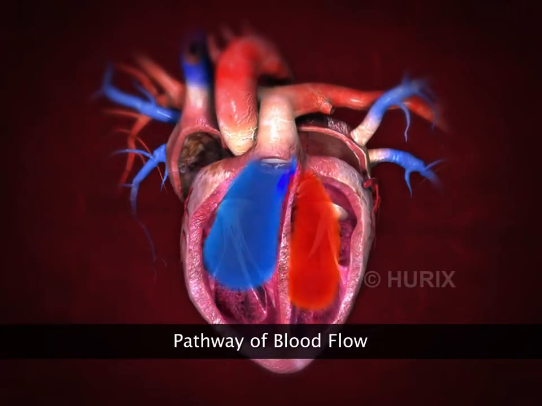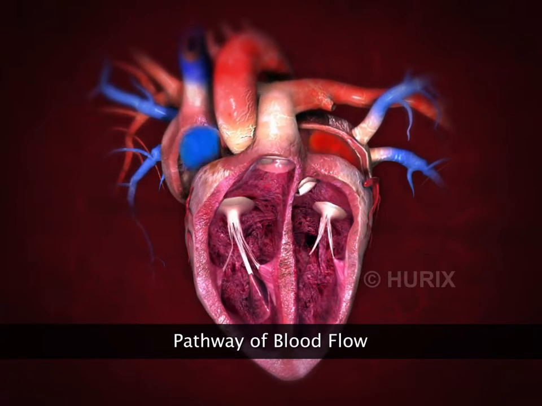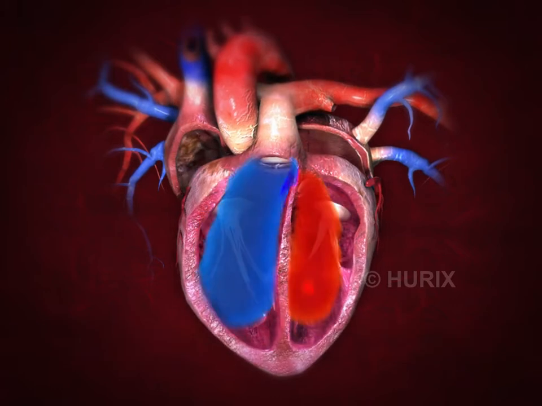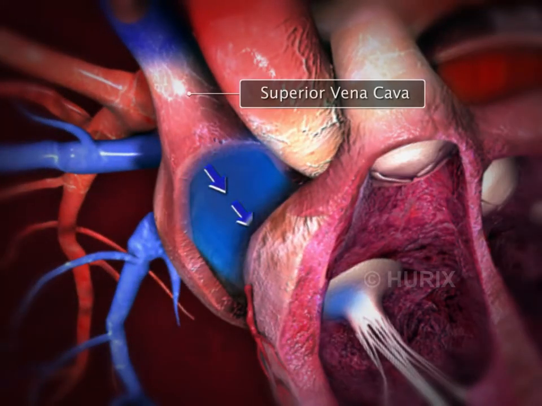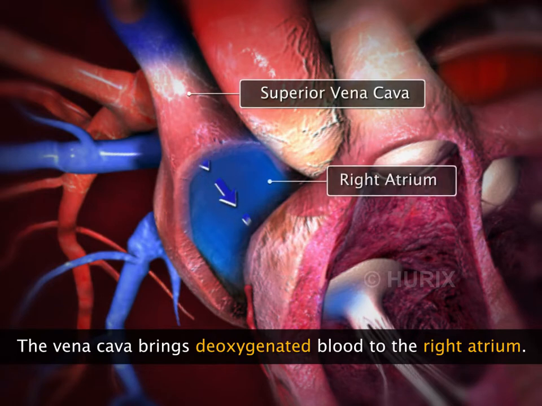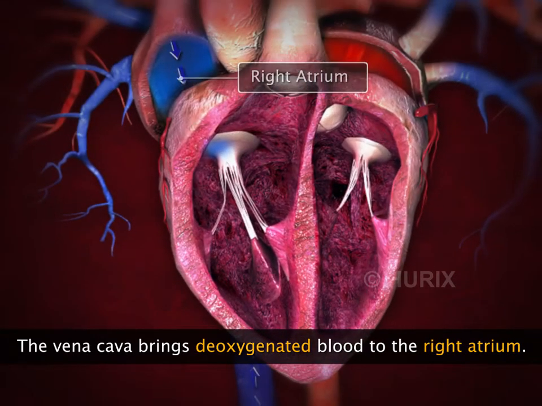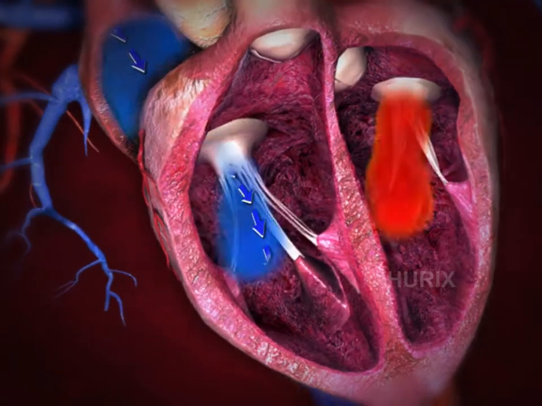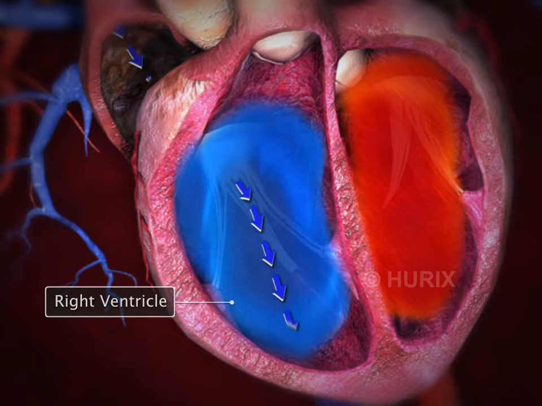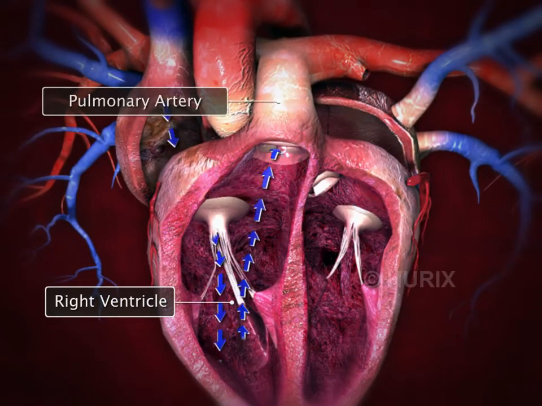Now that you are acquainted with the structure of the heart, let's take a look at the route that blood follows while moving within the heart. The superior vena cava brings deoxygenated blood from the upper body into the right atrium, whereas the inferior vena cava brings deoxygenated blood from the lower body into the right atrium. This deoxygenated blood enters the right ventricle via the tricuspid valve. It is then pumped into the lungs via the pulmonary artery.